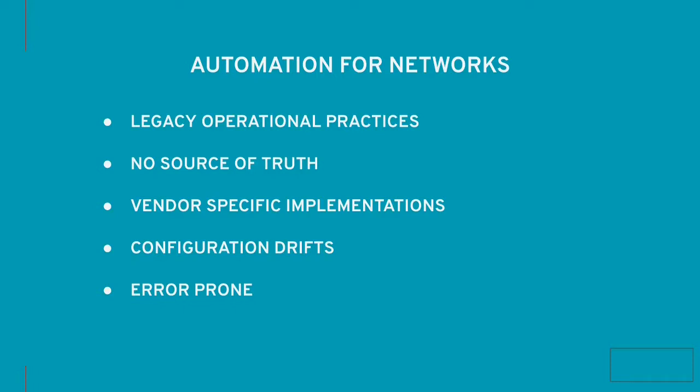So next one is no source of truth. So multiple people could be working on same device, and let's say if someone made some changes and others are not aware of that, then they need to go through those changes. They need to find out what were the changes made by some other person, and that could be really painful task, especially when you're dealing with a lot of network devices in your network.